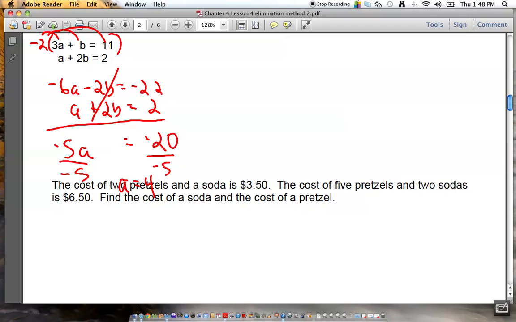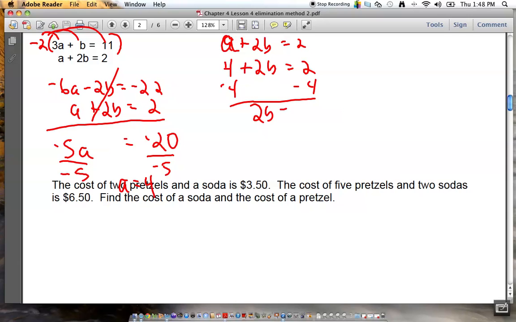Now I have to go back and get B. I'll use the bottom equation. A plus 2B is 2. 4 plus 2B is 2. Minus the 4. Careful here. -2.